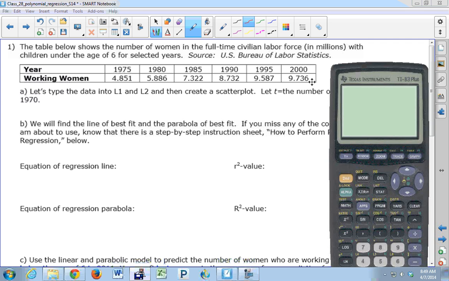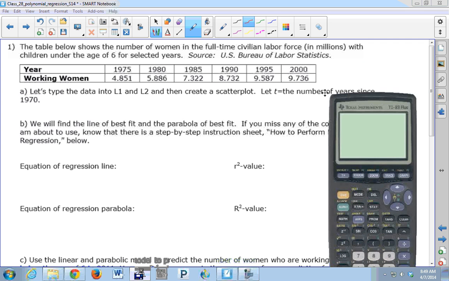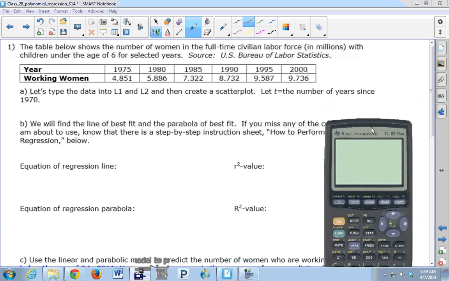Okay, so we have from 1975 to 2000, and as you notice, that as time went on, we definitely are seeing an increase in the number of women in the civilian workforce. If we went back to the 50s, you would even see a bigger growth. So we're going to type this data into our two lists in our calculator.